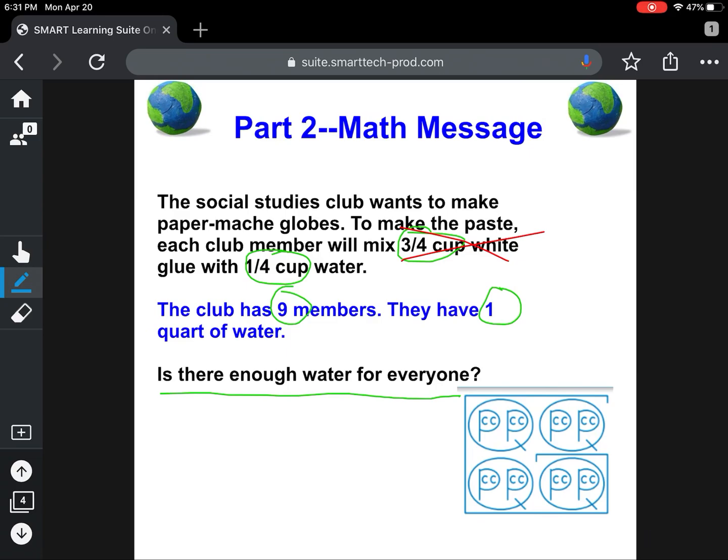We know there are 9 members in the club. Each member is going to need 1/4 cup of water for their papier-mâché, and they have a total of 1 quart of water. You need to figure out, is there enough for all 9 members to make their papier-mâché globe? Pause the video now and work this problem out on your own. Once you're done working it out, turn the video back on and we'll discuss the answer.